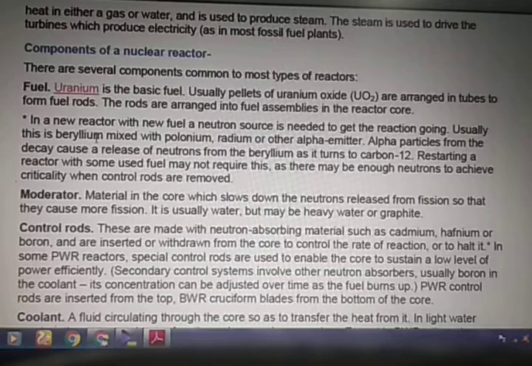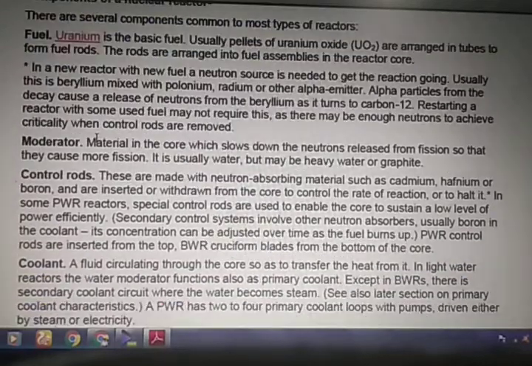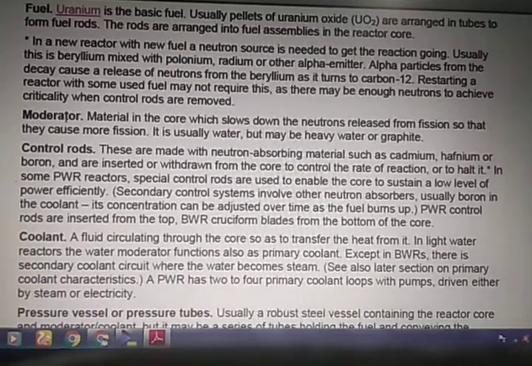The second most important component is the moderator. Actually, the work of the moderator is to slow down the neutrons. Slowing down the neutrons is used to control the rate of reaction inside the core. Normally heavy water or graphite is used.